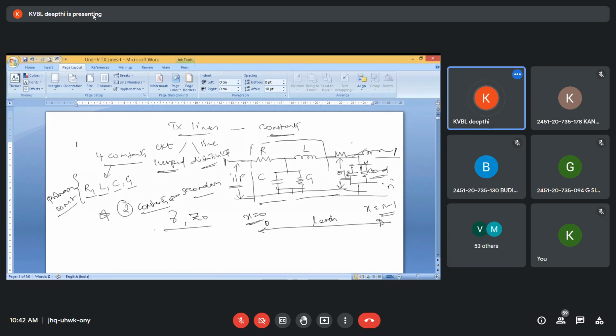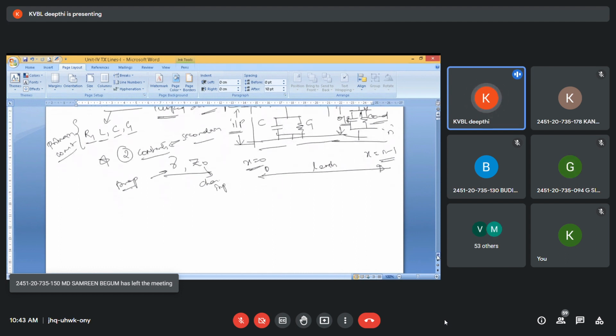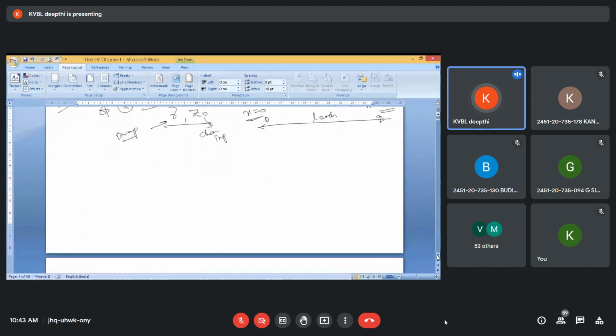Z naught, where gamma is called the propagation constant and Z naught is called the characteristic impedance. So depending on these two only, we will be discussing the further components. After we have discussed the basics of these two constants, primary and secondary constants, we have discussed something about the transmission line equation. So what do you mean by transmission line equation?